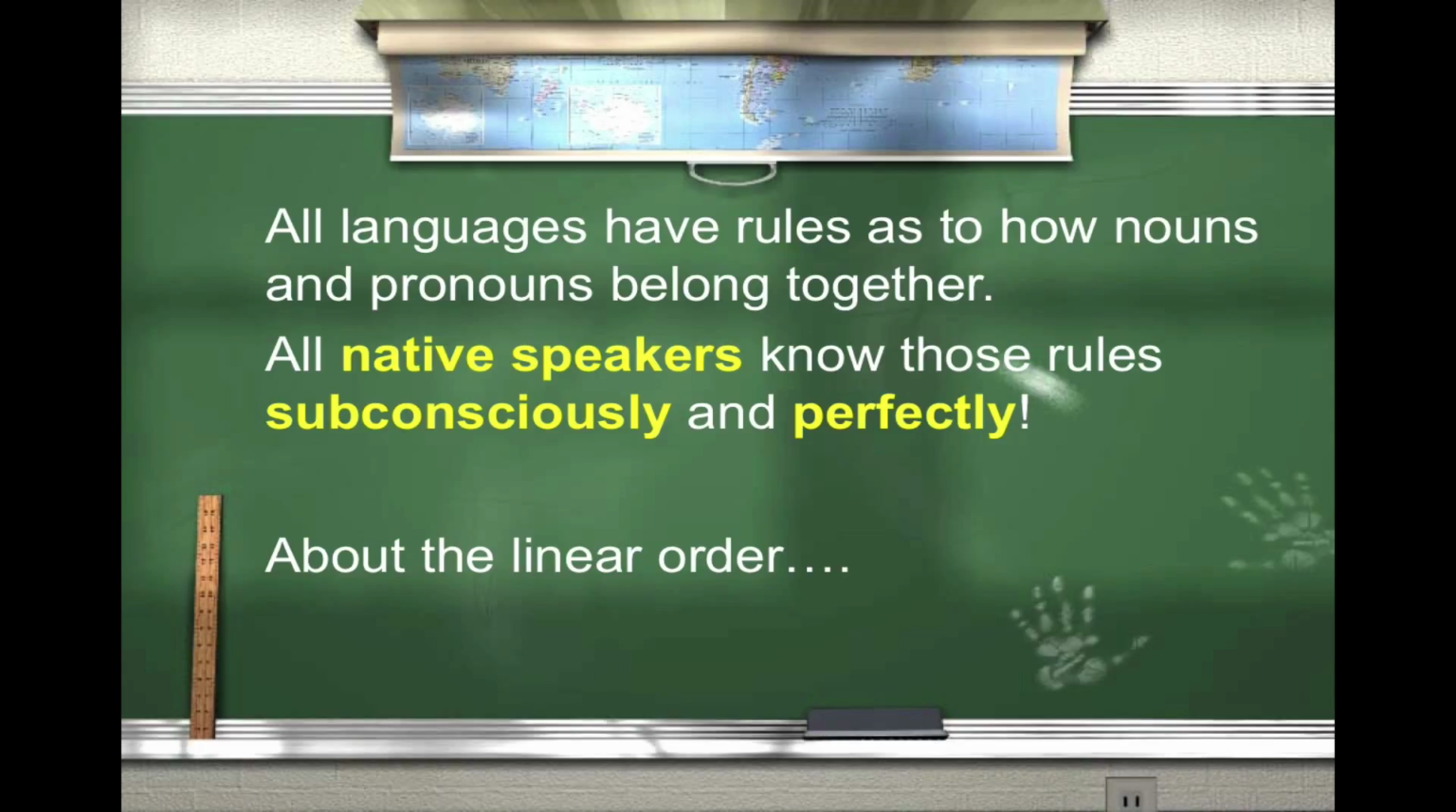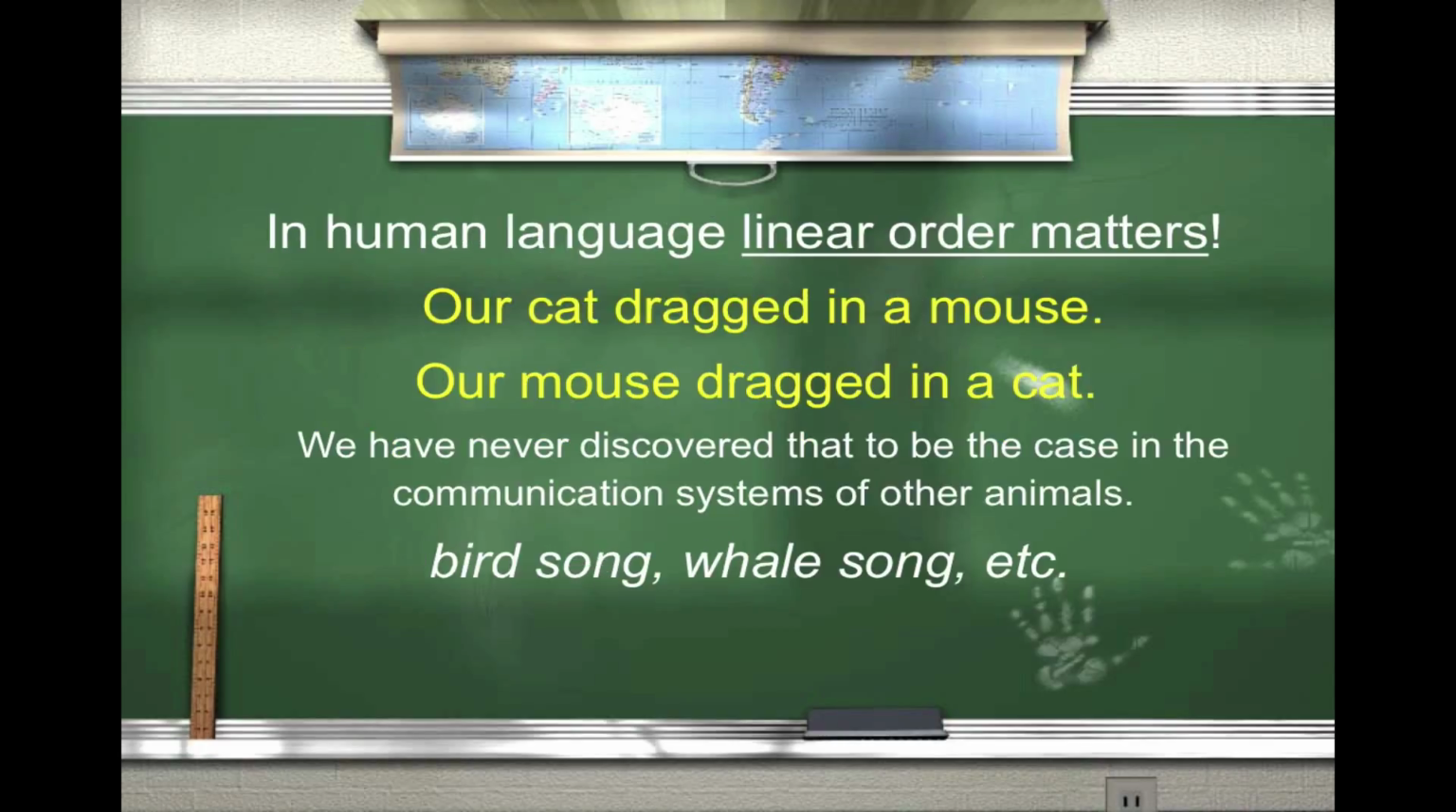So about that linear order that I wanted to say more about. In human languages, linear order always matters. Look at my example sentence. Our cat dragged in a mouse. That's gross enough, right? But our mouse dragged in a cat? That's weird, right? But anyway, you see how we just transposed the words cat and mouse, and we get a completely different reading.